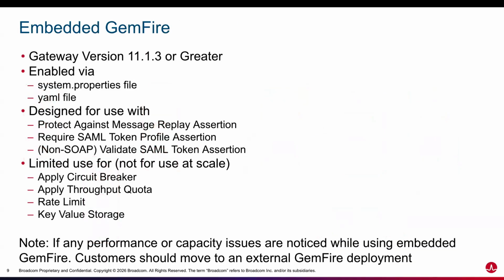So embedded Gemfire comes with gateway version 11.1.3 or greater. It's enabled via that system.properties or YAML file, and it's mainly designed for message replay and SAML assertions on the embedded side. You can still use the circuit breaker, throughput quota, rate limit, and key value storage, but as I mentioned just a minute ago, performance issues can arise because you're sharing gateway resources. Even though you get that distributed cache, you're taking away precious resources from that gateway.